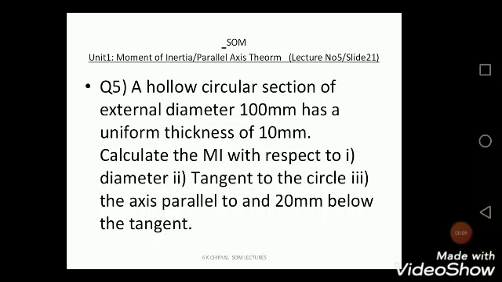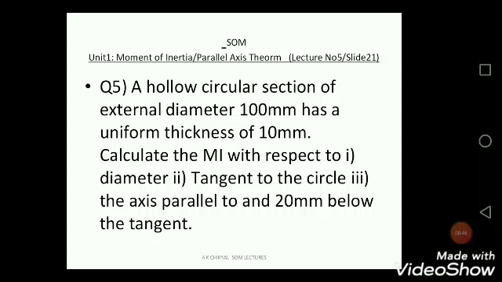Question number 5. A hollow circular section of external diameter 100 mm has a uniform thickness of 10 mm. Calculate the moment of inertia with respect to number 1, diameter, number 2, tangent to the circle, number 3, the axis parallel to and 20 mm below the tangent. So how to draw the section first?